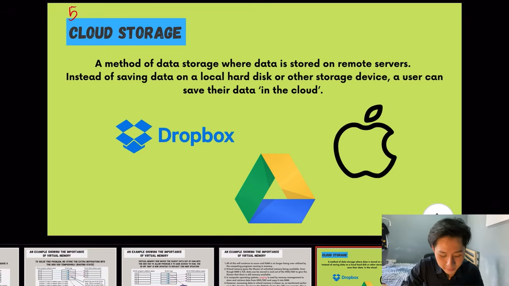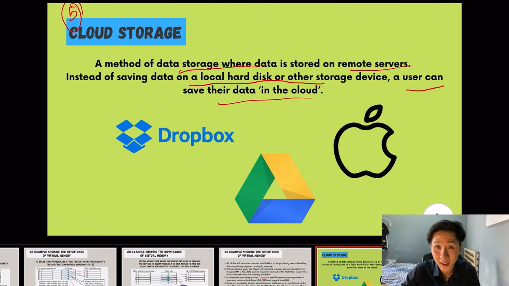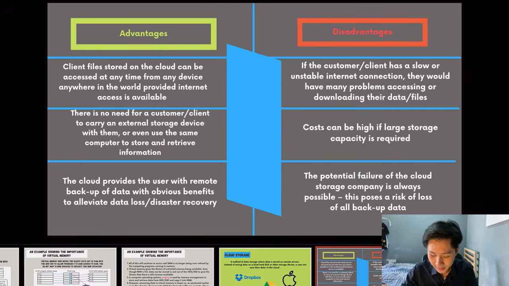The 5th type of storage that we will learn, the last one, is called cloud storage. It is a method of data storage where data is stored on a remote server. That means, for instance, your Google Drive, your Dropbox. So instead of saving data on a local hard disk drive, a user can save their data in the cloud instead. Okay, so here are some of the advantages and disadvantages.